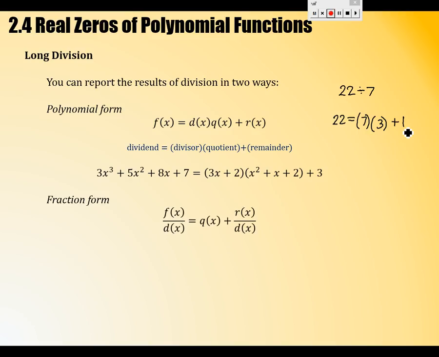Fraction form looks like this. And this is maybe actually the one that you're more comfortable with from elementary school. 22 divided by 7. Don't you often report that this way? The answer is 3 plus 1 over 7. Yes? 3 and a 7. Isn't that often how you reported it back in elementary school? Both are good. They obviously say exactly the same thing.